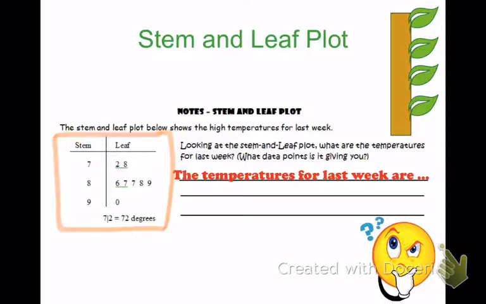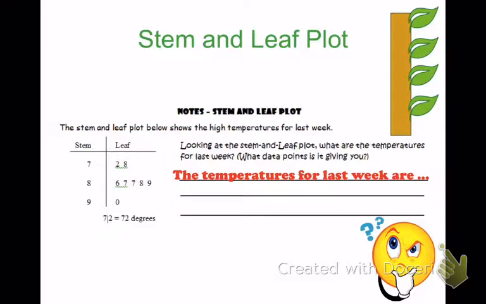It's usually created with a T-table, the left side being the stem, right side being the leaf, and we just display numerical data on it. So this stem and leaf plot shows the high temperatures for a week. So let's see, what does this information mean and how am I supposed to understand what it tells me?